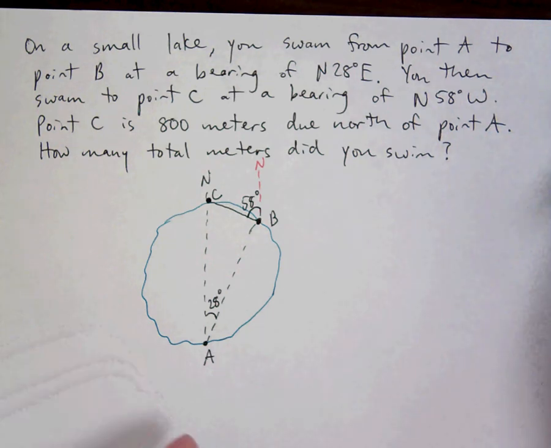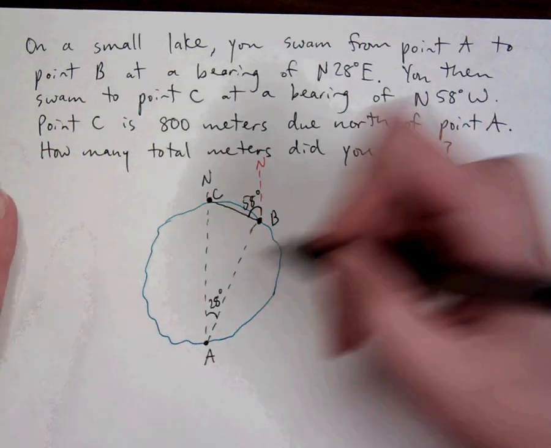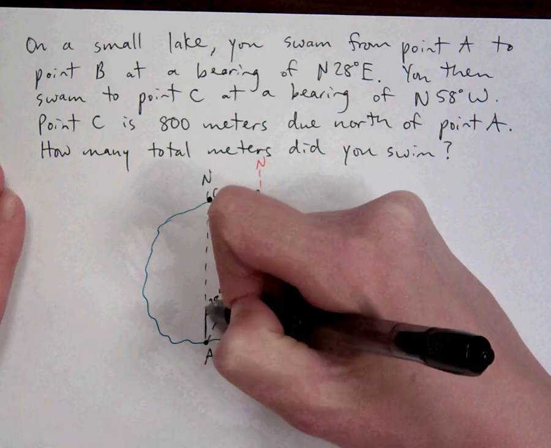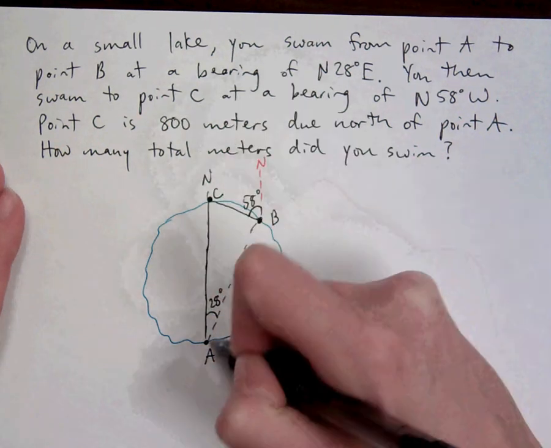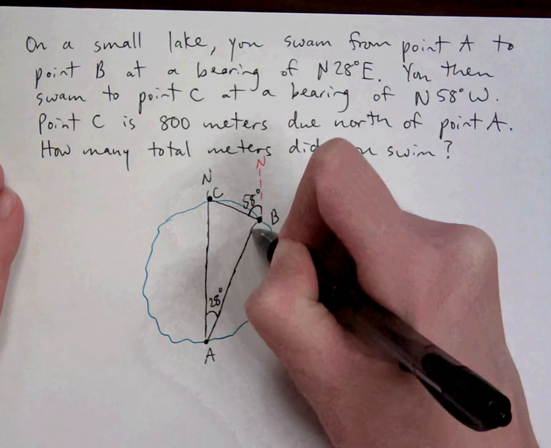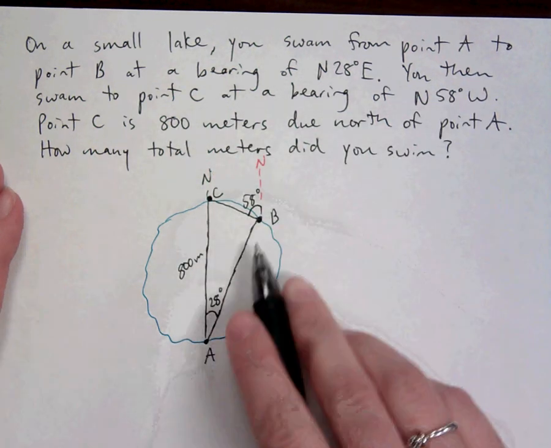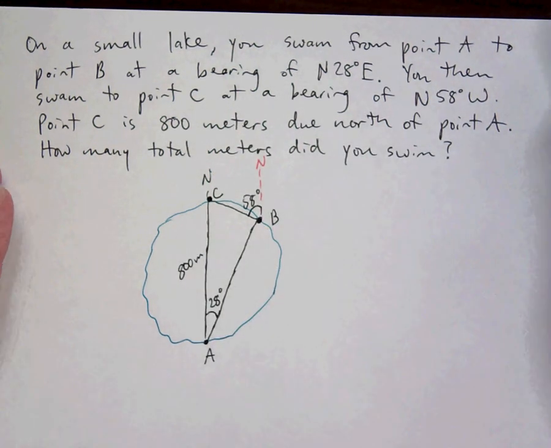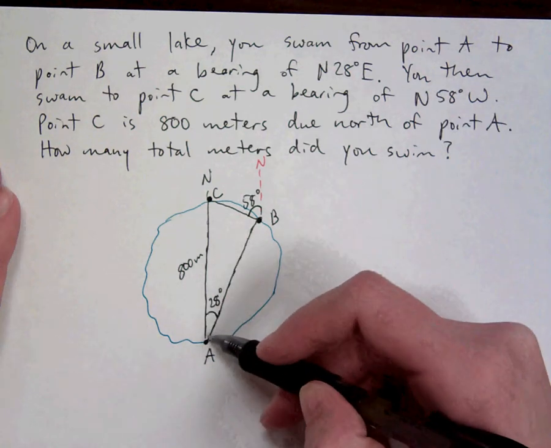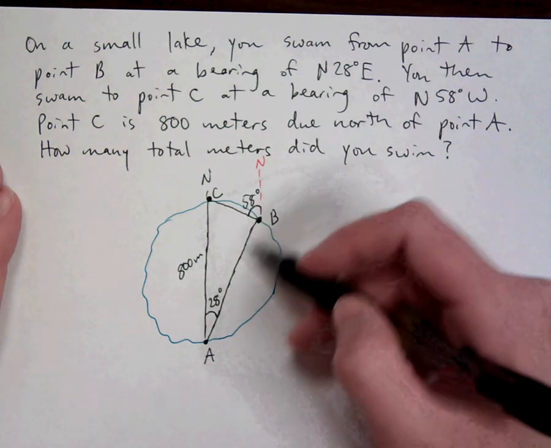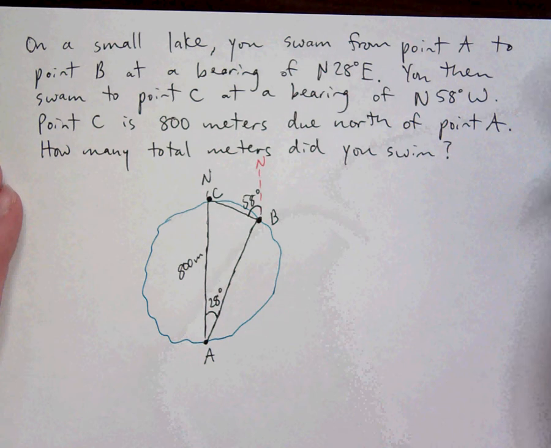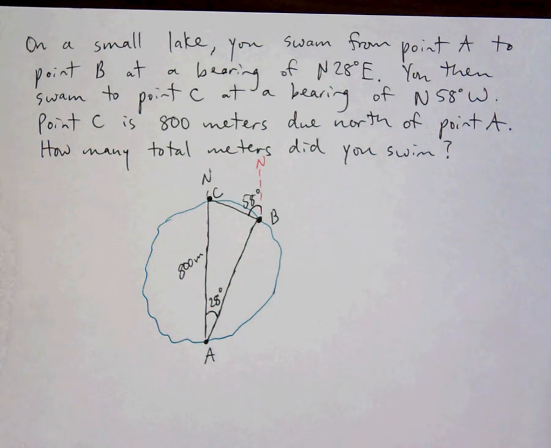And then the reason I wanted to connect it like that was because point C, it says, is 800 meters due north, so that I can be like, okay, well, here's the rest of my triangle then. So I'm kind of making a triangle out of this right in here between A, B, and C. And remember, I swam along A to B and then B to C, so I need to find those two sides to figure out how far it was overall.